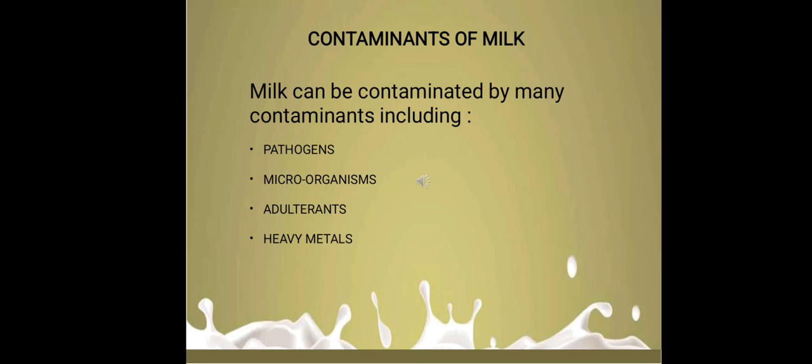Now let's talk about the contaminants of milk. Milk is contaminated by many contaminants including pathogens, microorganisms, adulterants and heavy metals. What are pathogens? A pathogen is a microorganism, virus, toxin, or radiation that can cause disease. Milk contains many pathogens such as E. coli, Campylobacter, Listeria, and Salmonella. These pathogens can cause stomach pain, diarrhea, fever, and nausea.